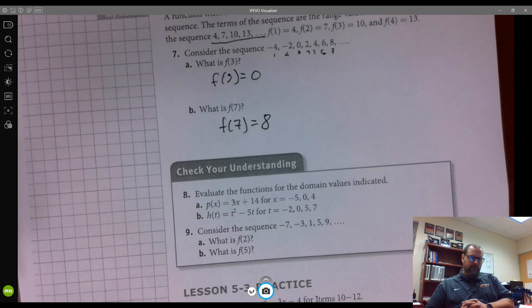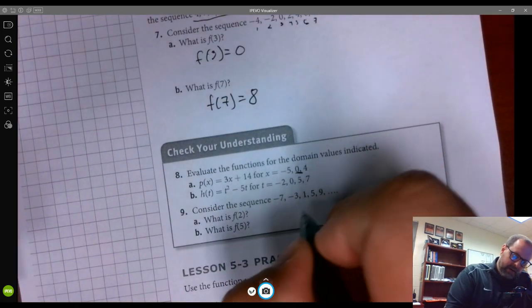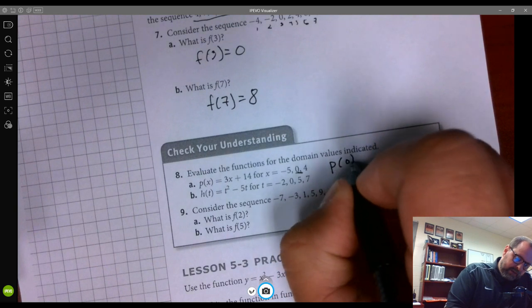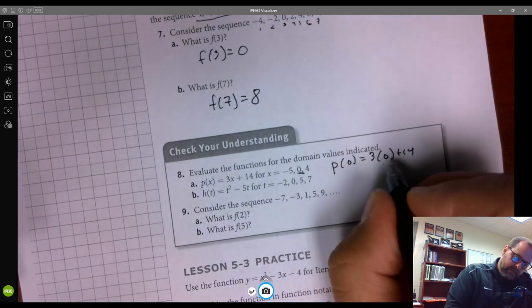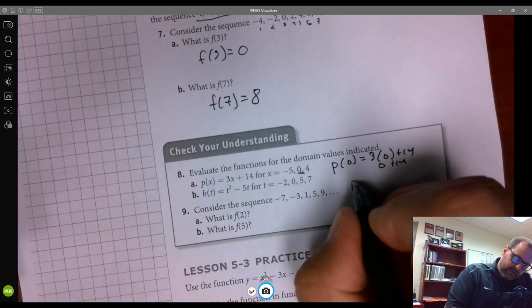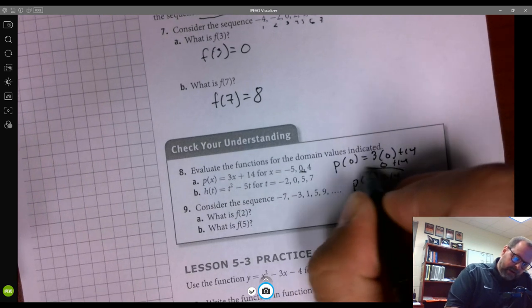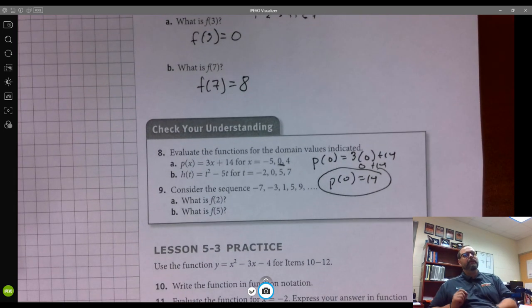Okay, so that's it. You could try some here. Let's do maybe one more, 8a, and try p of x equals 3x plus 14. Let's just try the 0 one. We don't have to do all of them right here. So I'm going to say p of 0 equals 3 times 0 plus 14. 3 times 0 is 0, plus 14 is 14. I just want to make sure I'm not writing 14 as an answer. Still write it in function notation. P of 0 equals 14.